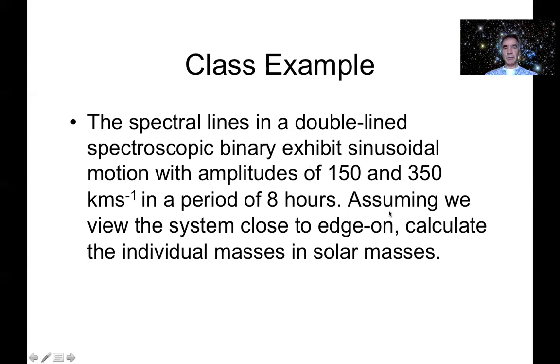So to make it tractable, just assume that this system is close to edge on, meaning that the inclination is basically 90 degrees, so sin i is 1. Calculate the individual masses, again in solar masses, using that data, so you can see how that formula works. Have a go at that one, and I'll see you after that.